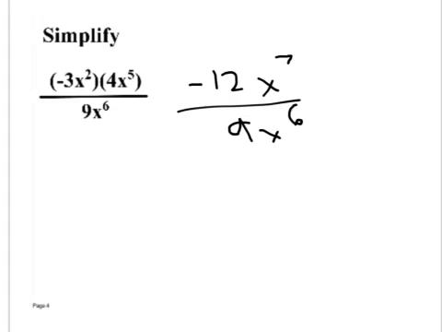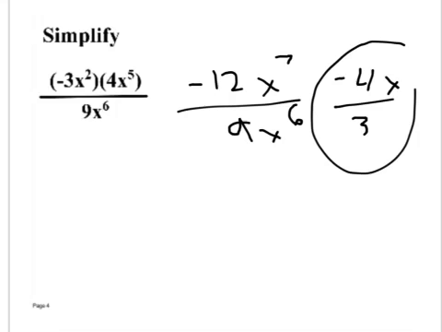Oh, I want to reduce it. Okay. What is 12 divided by 3? 4. Negative 4. What is 9 divided by 3? Okay. And then you got x to the 7th divided by x to the 6th. What's left? X. So there's our answer. Negative 3/4 or negative 4/3 x.